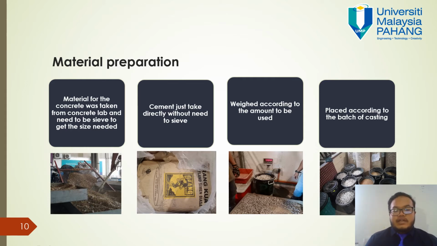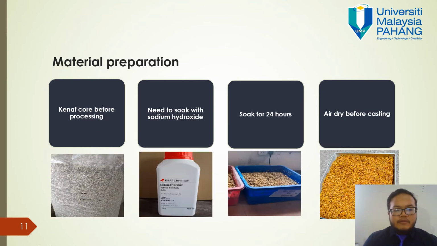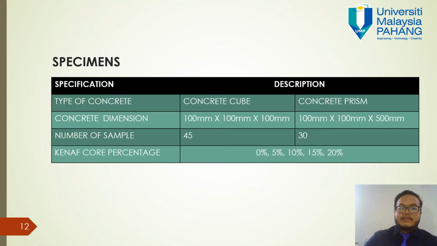After that, all the materials will be weighed according to the amount to be used and then placed according to the batch of casting to make the casting process easier. For the Kenaf core, there is a picture of Kenaf core before processing. The Kenaf core needs to be processed with sodium hydroxide, soaked for 24 hours, and after that filtered and air dried before casting.